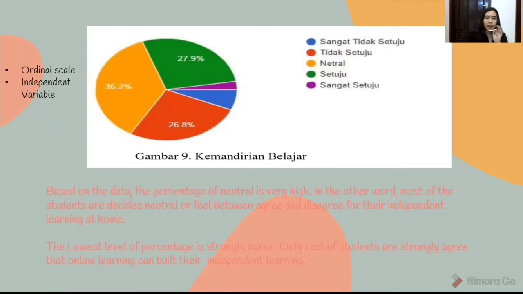We can see that based on the data, the percentage of neutral is very high. In other words, most of the students decided neutral, feeling between agree and disagree that during distant learning they can learn independently at home. But on the other hand, the lowest percentage is strongly agree. Only a small number of students strongly agree that online learning can build their independent learning.